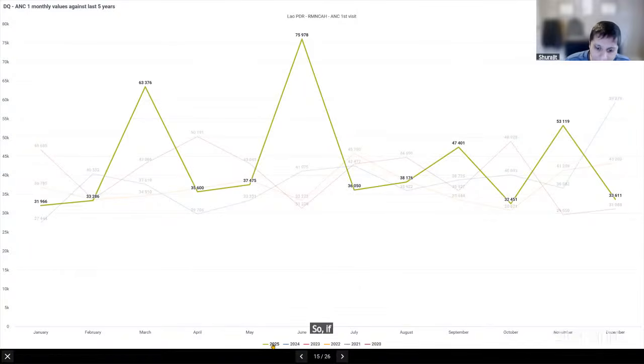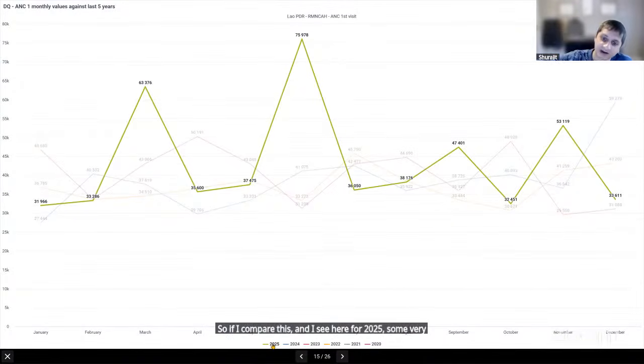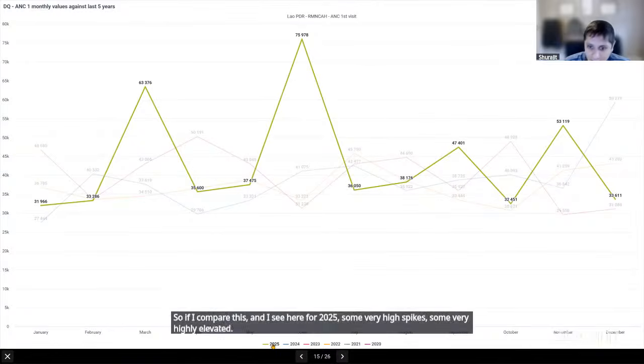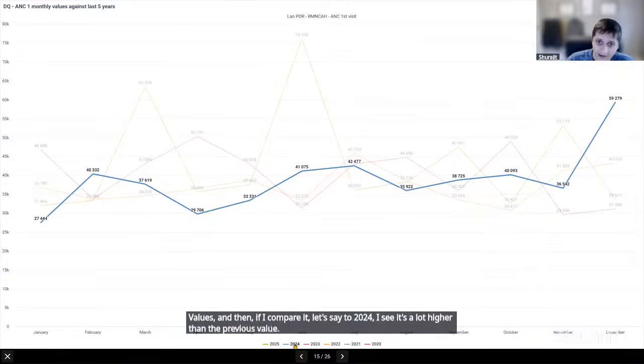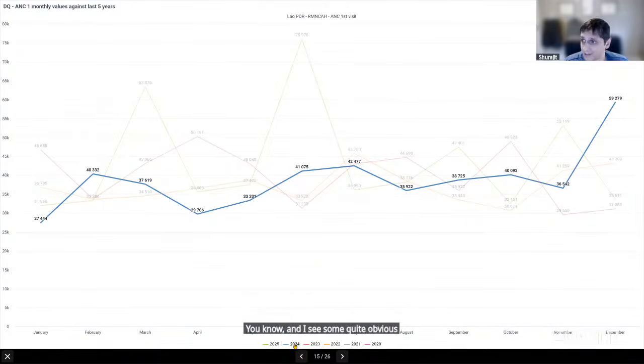So if I compare this, I see for 2025 some very high spikes, some very highly elevated values. And if I compare it, let's say, to 2024, I see it's a lot higher than the previous value, and I see some quite obvious spikes in my data.